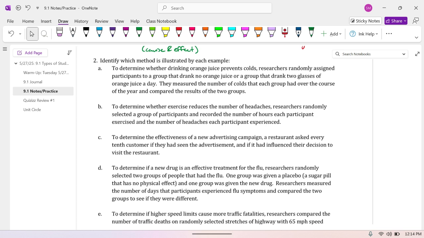All right. So for number two, or letter A, to determine whether drinking orange juice prevents colds, researchers randomly assign participants to a group that drank no orange juice and a group that drank 2 glasses of orange juice a day. They measured the number of colds that each group had over the course of the year and compared the results of the 2 groups. What type of study is that? That's definitely an experiment. Why?